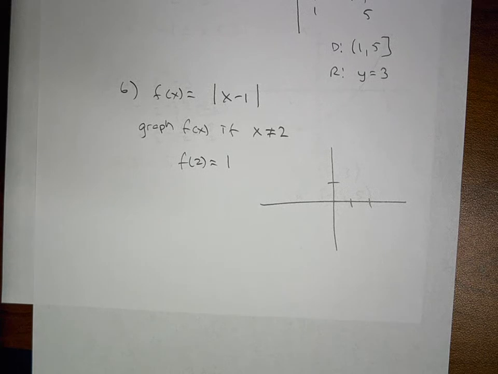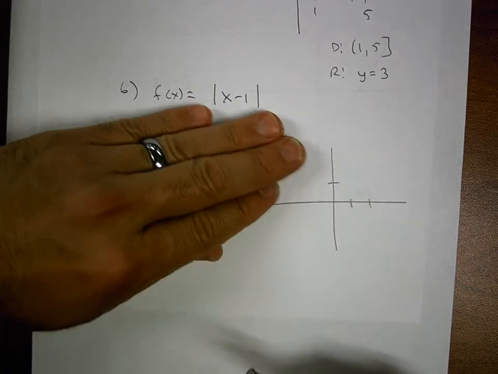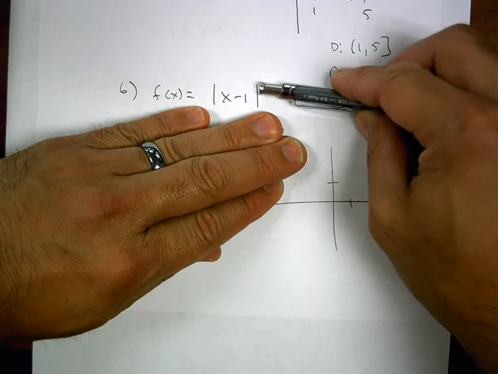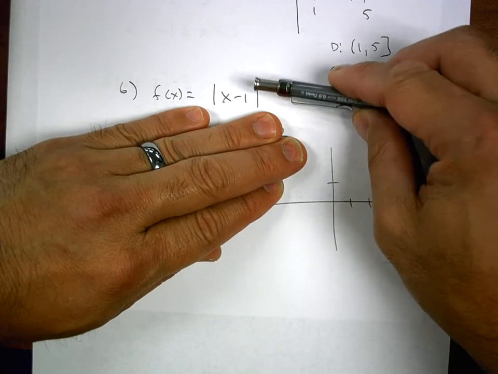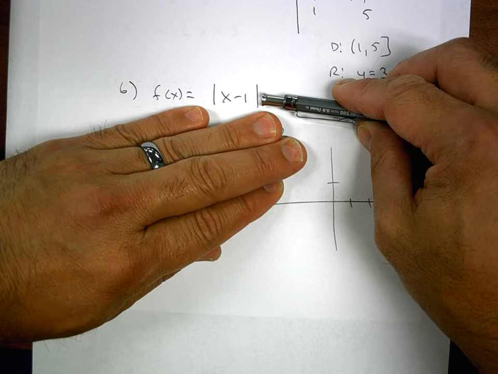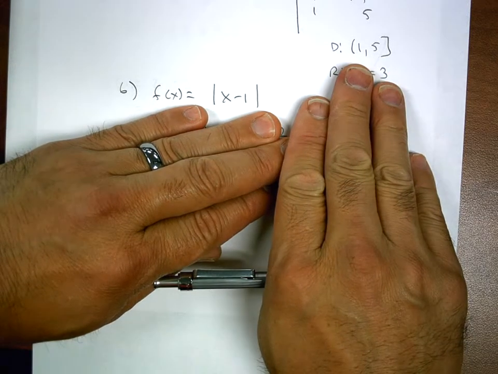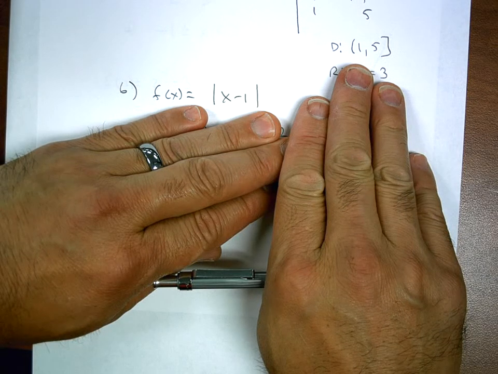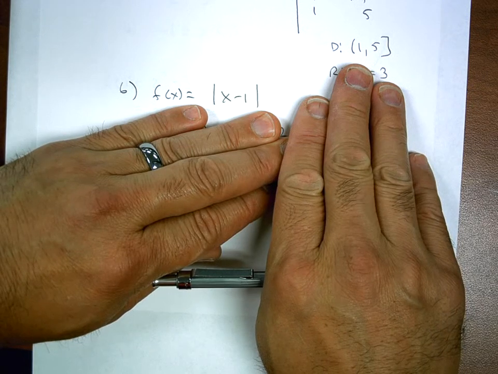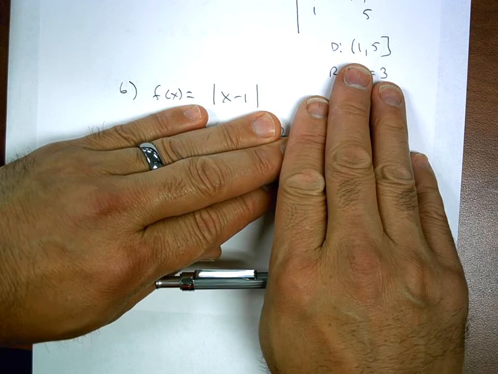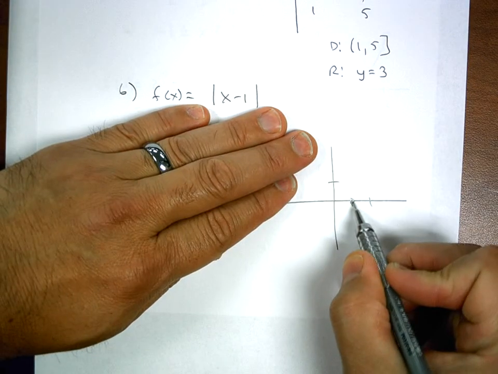If I did none of this and told everyone in here to sketch this V, absolute value, would we be able to? Yes, because we do what? We ask, where's the vertex? Which way do we go, left or right? Right 1. Do we go up and down? No. So we just go right 1. That's our vertex. Does the V open up or down?